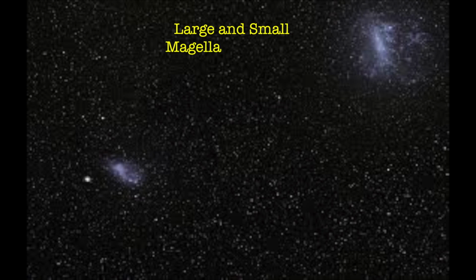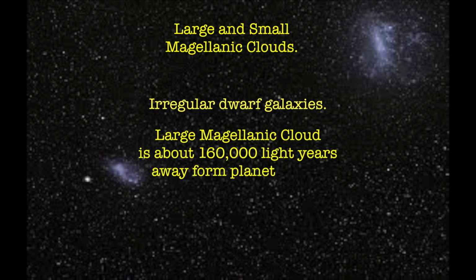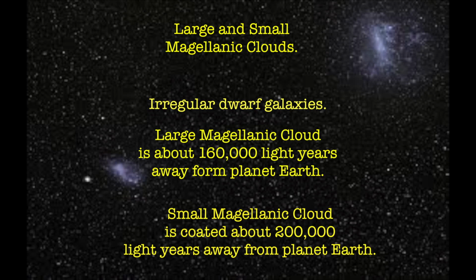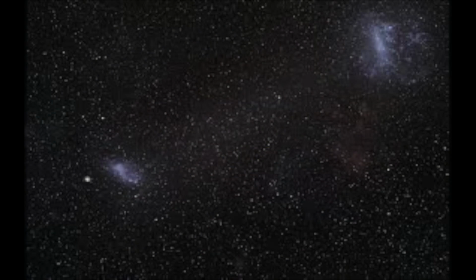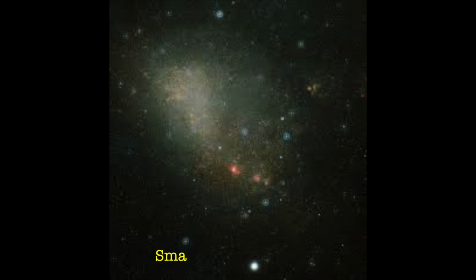Large and Small Magellanic Clouds, irregular dwarf galaxies. The Large Magellanic Cloud is about 160,000 light years away from planet Earth. The Small Magellanic Cloud is located about 200,000 light years away from planet Earth. Large Magellanic Cloud. Small Magellanic Cloud.